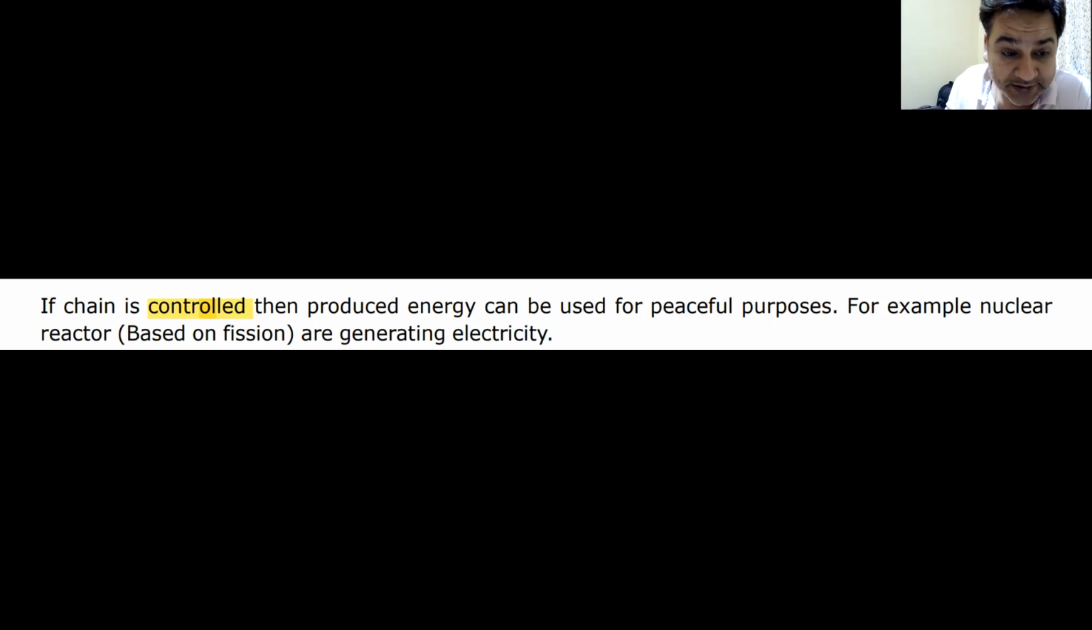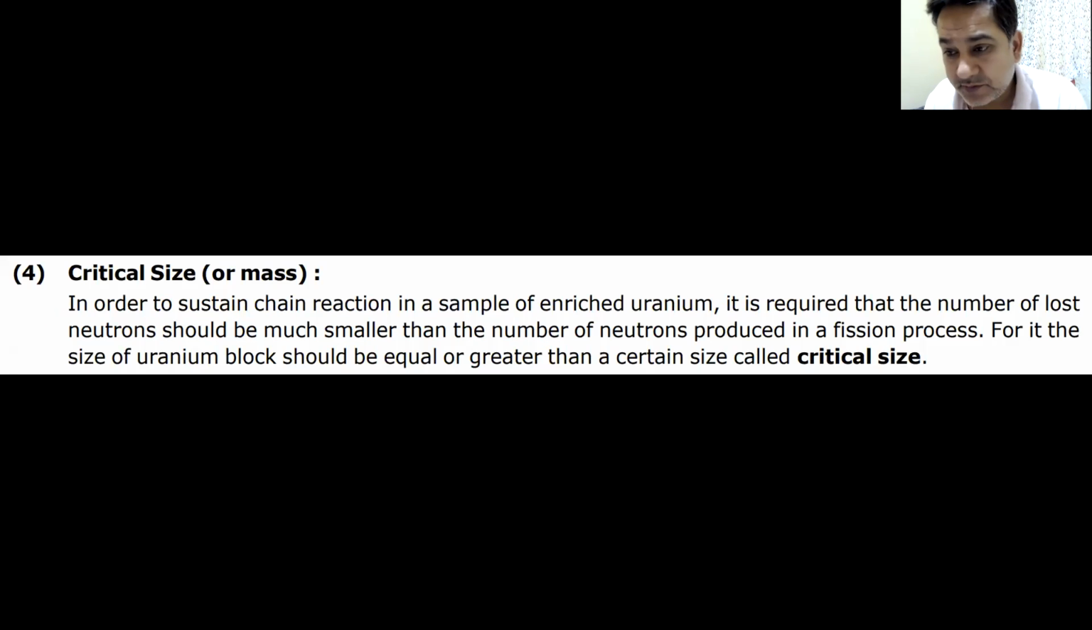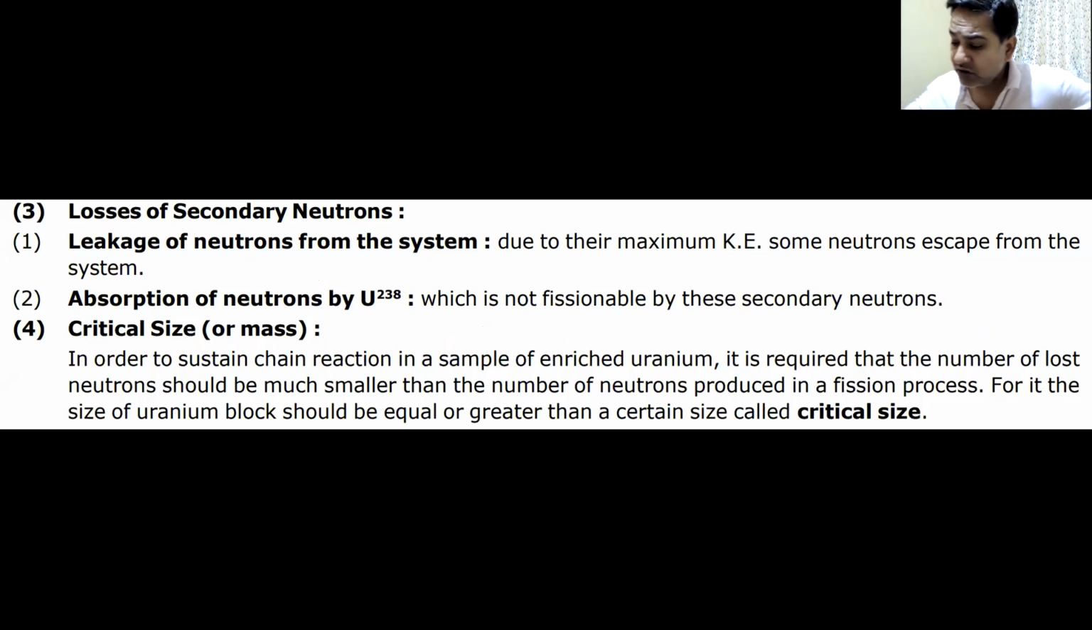Again, an important point, and I've seen questions coming on this critical size. What is this critical size? Now, when this nuclear reaction is happening, one nuclear reaction of one neutron is producing 3 neutrons. But some neutrons are always lost. How are they lost? They are lost from the system, or they are lost because of neutrons getting absorbed and no fission happening. So some neutrons are lost.